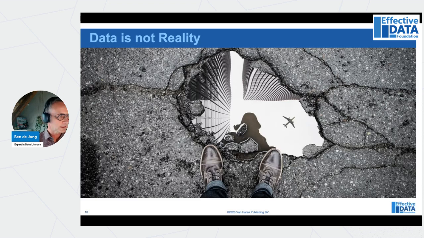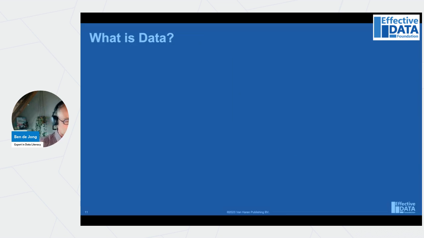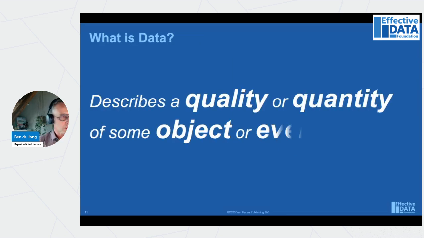Well, the term data is there. So let's see, what is data? We always ask this, and when we look at it, we say the data describes a quality or a quantity of some object or event. And I mentioned in my LinkedIn post that I won't make it abstract, but let's start with a nice theoretical term and peel it down to see what it means.